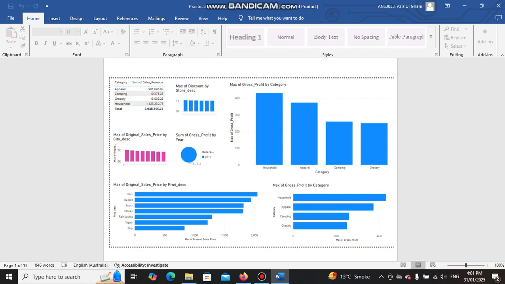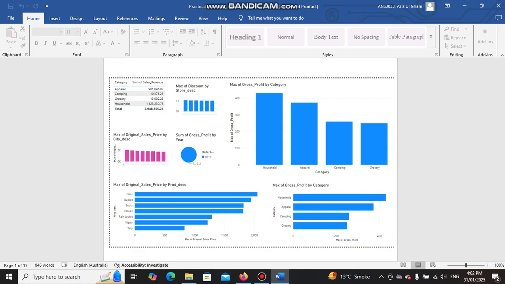Moving to the right, we have max of discount by stores, and we have plotted a bar graph for that. On the third one, we have max of gross profit by category, where we have plotted household, apparel, camping, and grocery categories. On the y-axis, we have the values, which state the max of gross profit. Then we have another chart, max of original sales price by city, plotted as a bar graph again, and then sum of gross profit by year, where we have shown the profit for the year 2017.